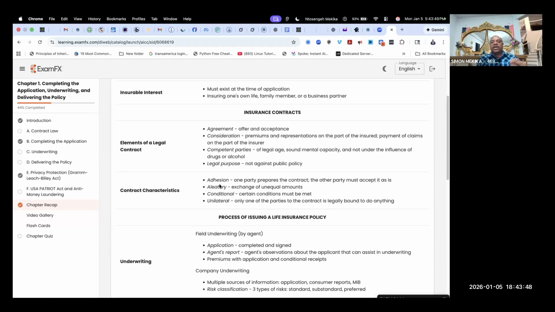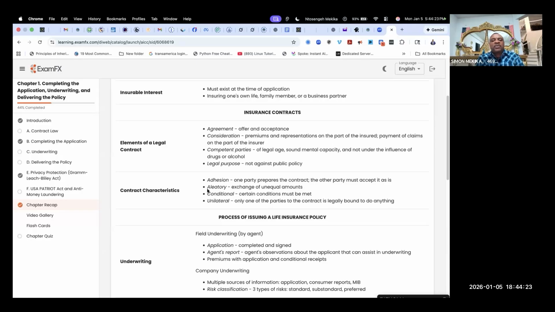Now, if we go down, you will see contract characteristics. Mr. Emma, maybe let's go a little bit faster. You will hear things like adhesion. One party prepares the contract and the other party must accept it as it is, or refuse it. That's it. You can either accept it or refuse it. That's what we call adhesion. It's a take it or leave it. So for you to understand it, in your own jotter put adhesion equals take it or leave it. That way you remember it. Aleatory.